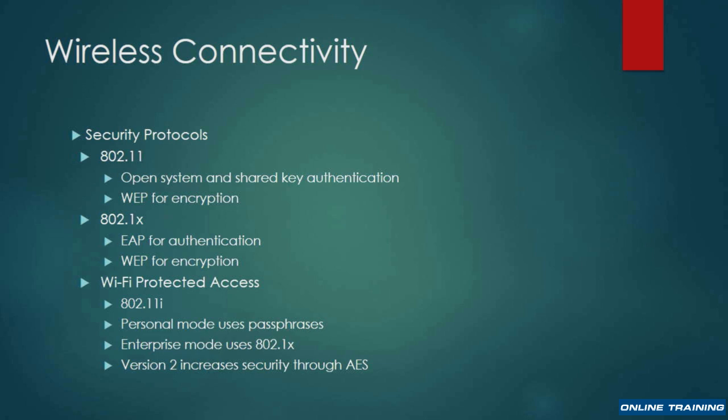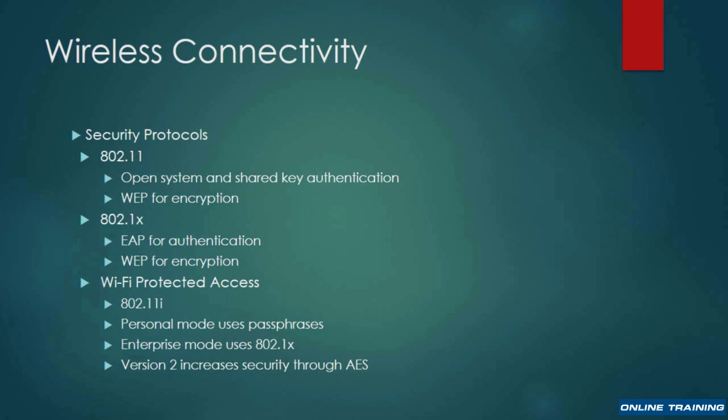Personal mode, we'll use passphrases. Okay? Passphrase protects the key, and those keys are protected either through TKIP in version 1 or the Advanced Encryption Standard in version 2, which is much stronger. Those keys, unlike the WEP keys, are constantly changing. The passphrase gives you access to the key. So we want a secure passphrase, and then we really have a secure network.